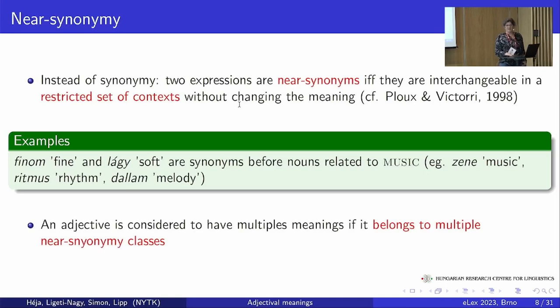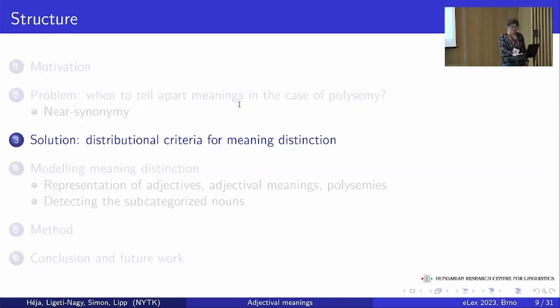Here is an example: the Hungarian counterparts of the English adjectives fine and soft are synonyms before nouns belonging to a restricted semantic field related to music. So for example, lágy zene, soft music, or fine music, finom zene, have the same meanings, as opposed to, for example, bread, where fine bread and soft bread have different meanings. So we considered an adjective to have multiple meanings if they belong to multiple near synonymy classes.